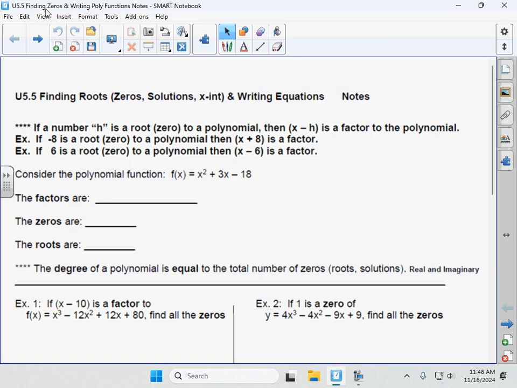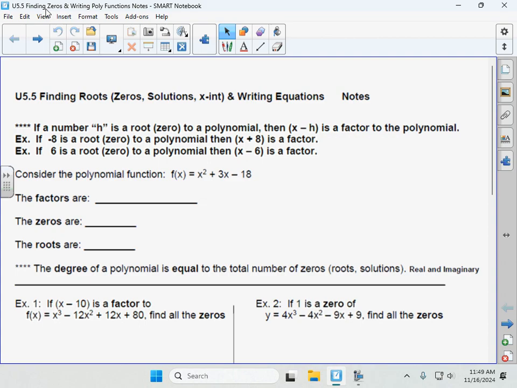All right, and then after we find these roots, we're also going to practice writing the equations, writing a function. So we kind of did this already in a previous unit. I think it was Unit 3. All right, so it says if a number h, so we have some number, is a root, which is the same as zero, solution, x-intercept, to a polynomial.